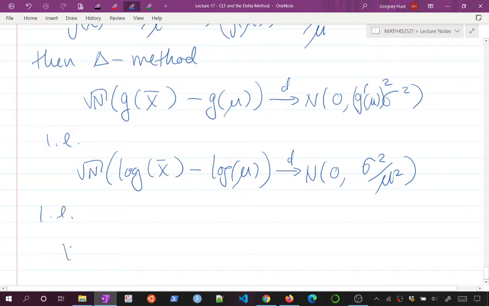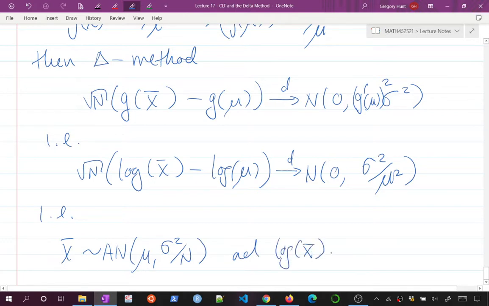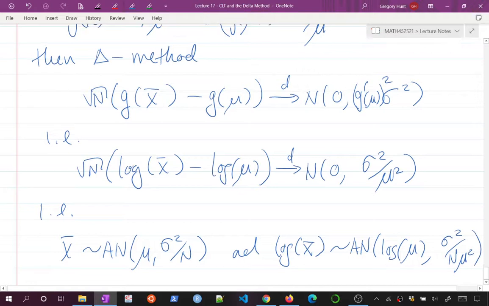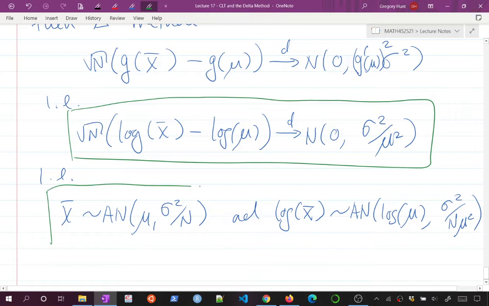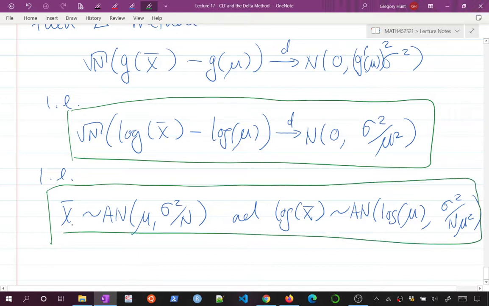That is, X bar itself has an asymptotically normal(mu, sigma squared over n) distribution, and log of X bar has an asymptotically normal distribution with mean log of mu and variance sigma squared over n mu squared. So either of these are fine ways of thinking about it. This is the more formal statement of the delta method, but this is the practical way that people think about it.